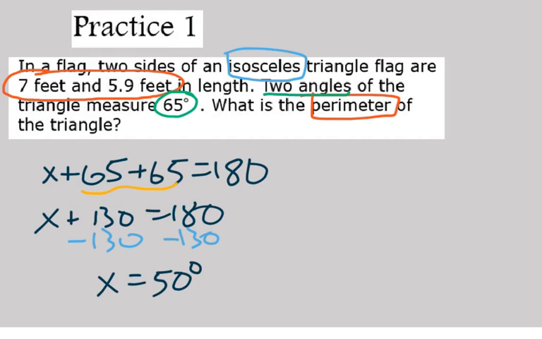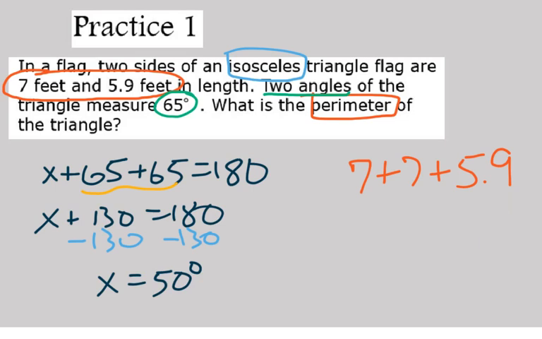So what we understand then now is that we have two 7-foot side lengths, and we have a 5.9. Again, just to show you what I mean, the two 65-degree angles were opposite of the largest length of the side, which was 7, and then the 50 was opposite of the smallest length.